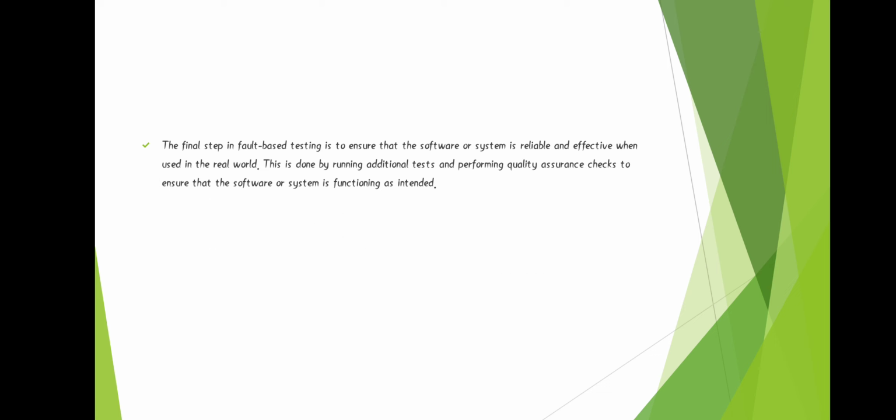This is the final step in fault-based testing: to ensure that the system is reliable and effective when used in the real world. This is done by running additional tests and performing other quality assurance checks to ensure that the software or system is functioning as intended. I mean, whether it's working up to our level, up to our mark or aim, whether it's achieved or not. We check this at the last step, and then we leave this software to the real world for various applications.